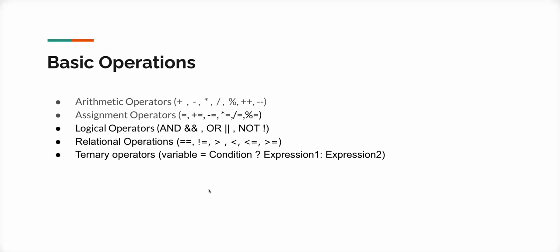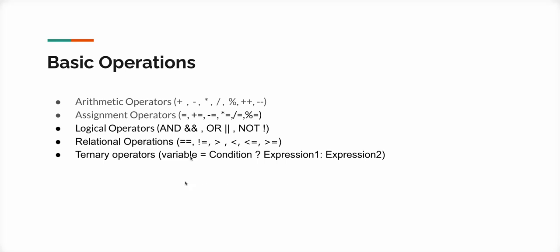So the next one is the ternary operator, which is also known as the conditional operator. It is a unique operator that takes three operands. It evaluates the condition and returns one of two possible results.